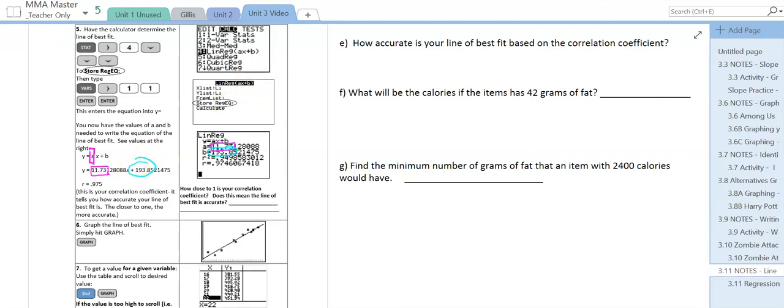I also need to write down my correlation coefficient, my R value. This is telling me how close to 100% accurate this line is. How close to 1 is this line? It's pretty darn accurate. It's pretty darn close. Okay, so I'm going to answer these questions that are on our paper over here. Well, let's go ahead and answer it now.